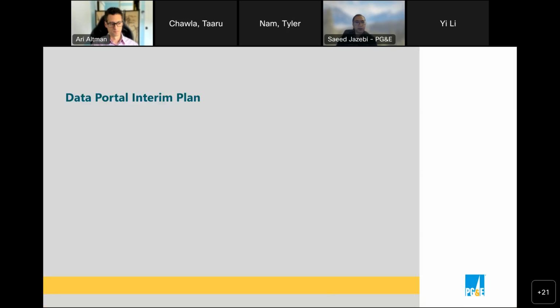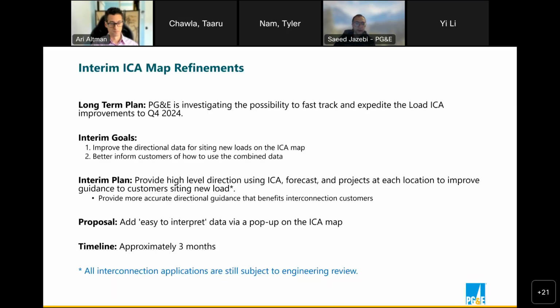The other point to make is that, as discussed, this data will be available to use after load ICA refinements are implemented, meaning if PG&E is successful to expedite it after Q4 2020, it's going to be after Q4 2024. However, we recognize that there is a serious need for better guidance to our customers using the available tools in hand. So we're proposing an interim solution in the next section to supplement our ICA maps with additional data to help the electrification transition.